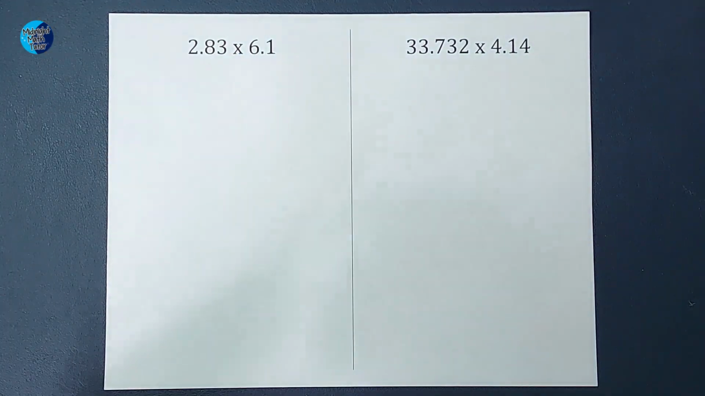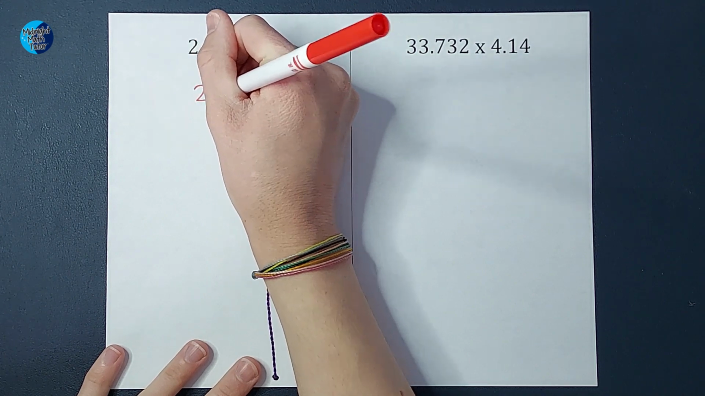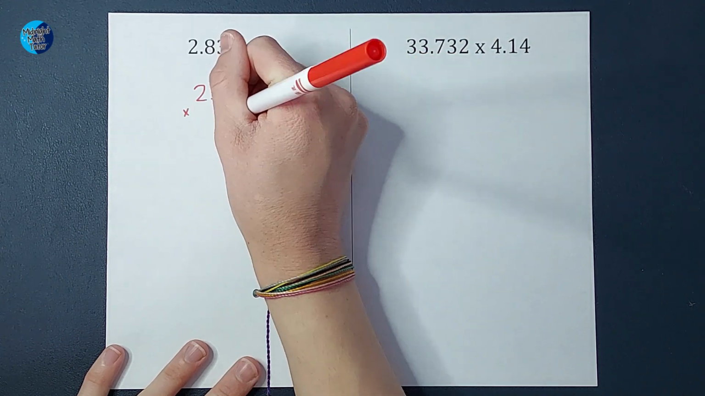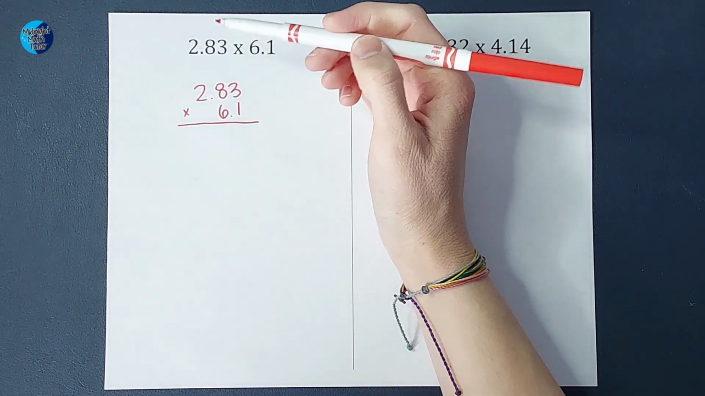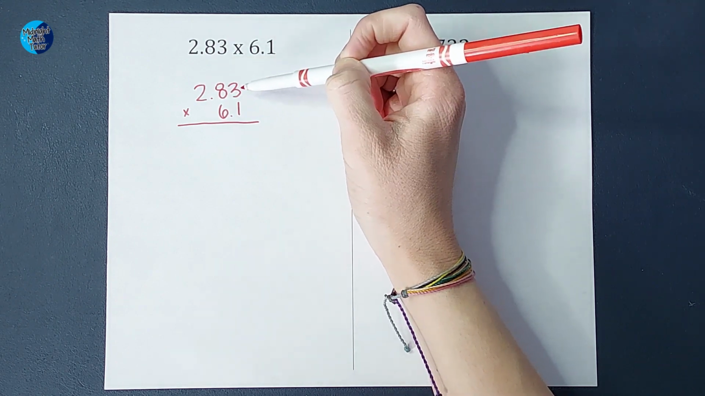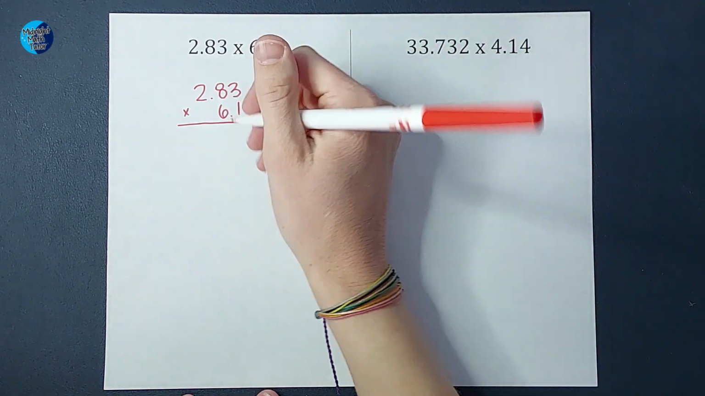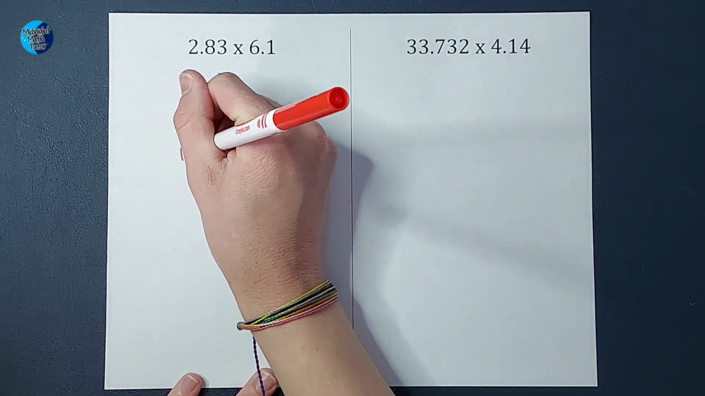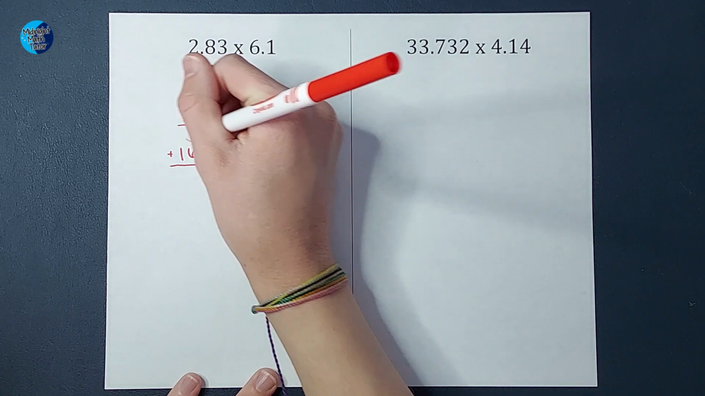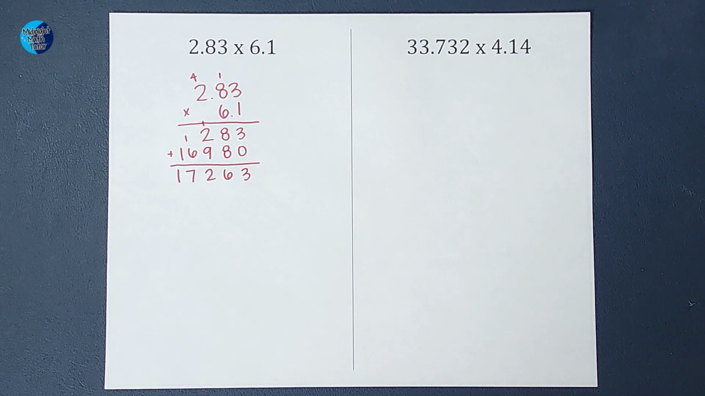But when we multiply these, at first, we can basically just ignore the decimals. I'm still going to write them, but we really don't have to worry about them until the end. Okay, so now I'm going to multiply these, and I'm basically going to multiply them as if it was 283 times 61. I'm ignoring the decimals for just a minute. Okay, so when I multiplied those and then added together, I got 17263.